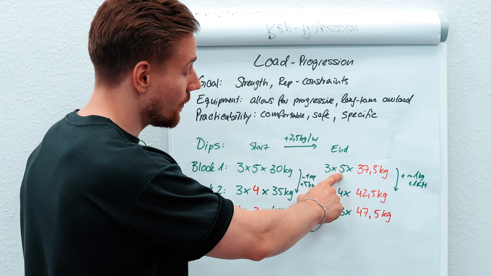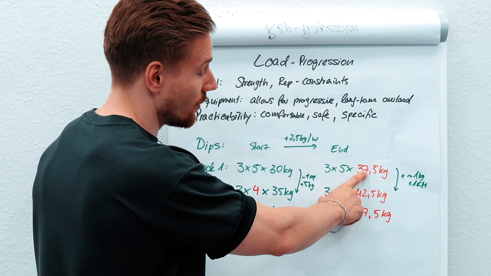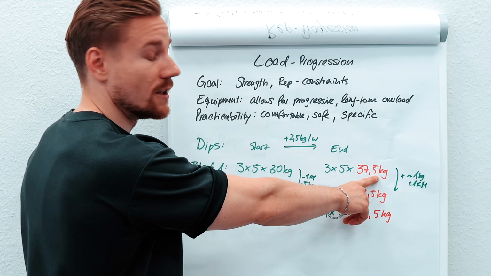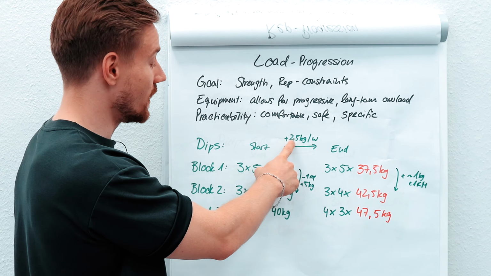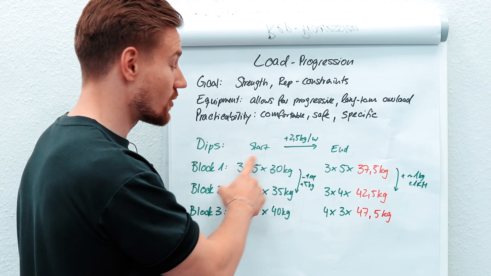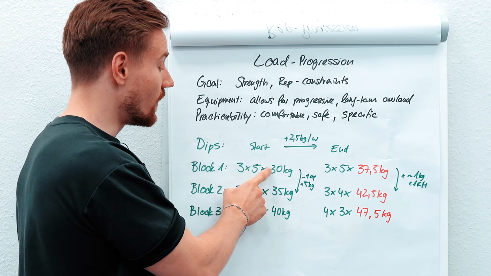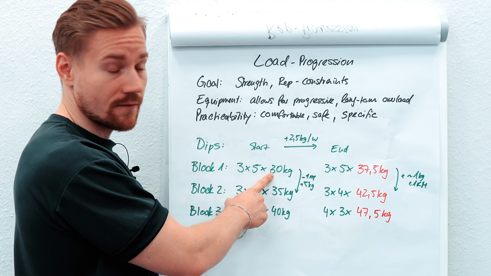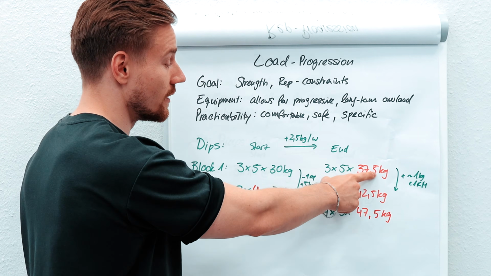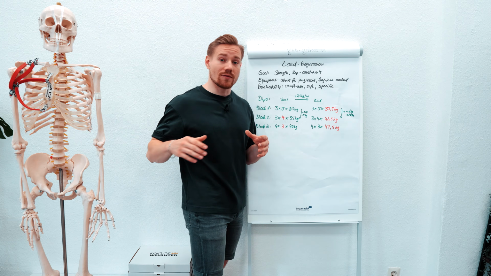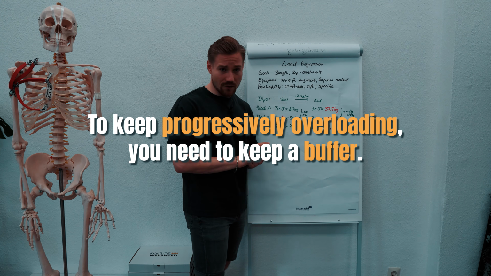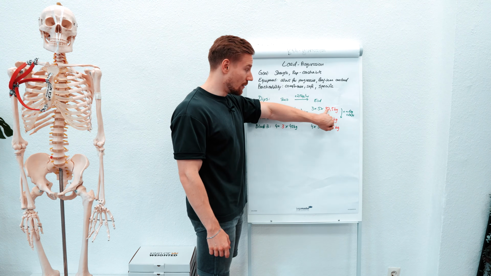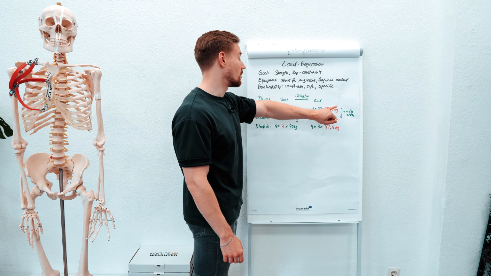Meaning we're ending up with a 3 times 5 with 37.5 kg. To make sure that we can add 2.5 kg, you need to make sure that you're starting light enough. If that is already RPE 10, no chance that you end up here. So for progressively overloading, you need to keep a buffer. Very, very important, because otherwise no chance that you can add plannable 2.5 kgs per week.